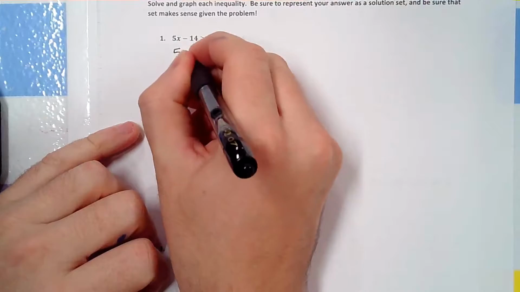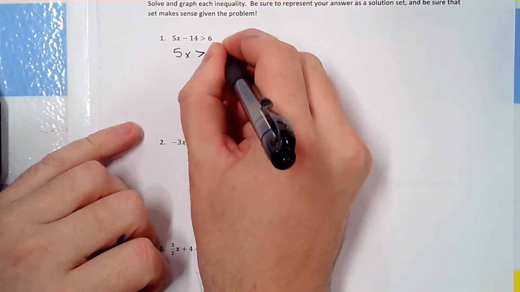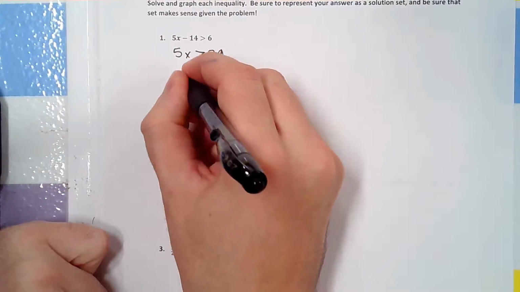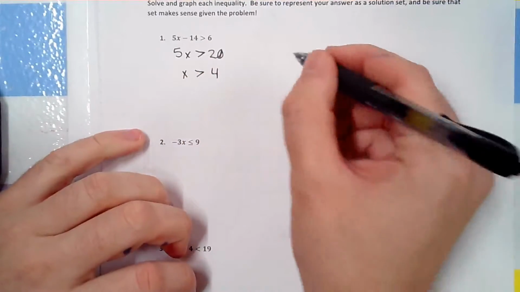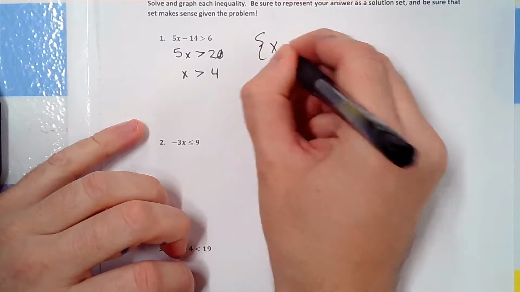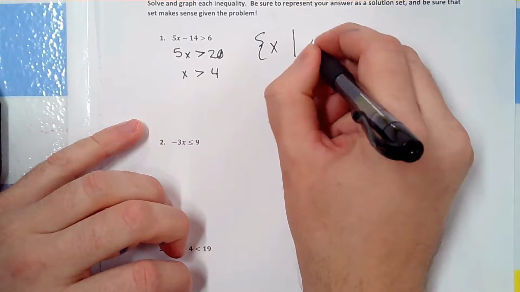Add 14, so we get 5x greater than 20. Now what? Divide by 5. Do we have to flip the sign? No, because we didn't divide by a negative. X greater than 4. So when I write my set notation, x, line, x greater than 4.